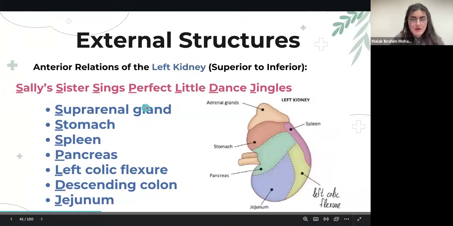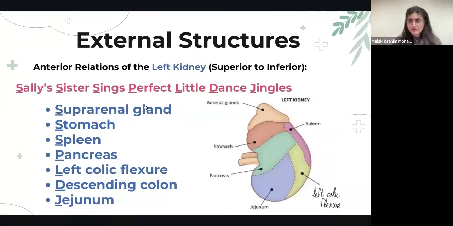Okay. Now, the left kidney, this is also superior to inferior. Sally's sister sings perfect little dance jingles. And here you start with the suprarenal gland again. Superiorly, it's covered by the suprarenal gland.